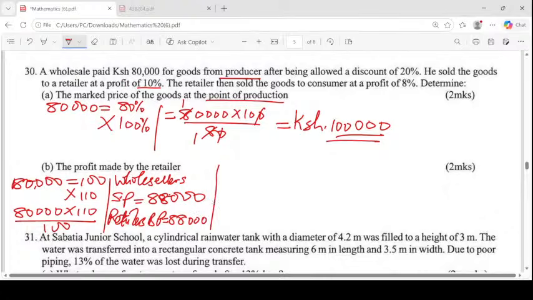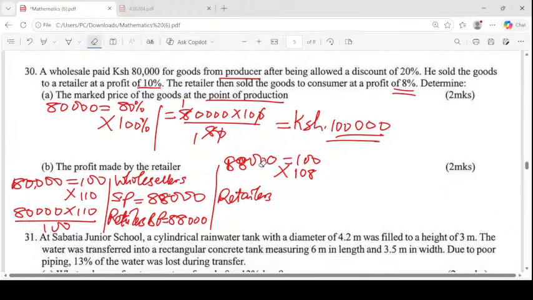But now the retailer also sold it to a consumer at a profit of 8%. So this 88,000 is equivalent to 100%. On selling, it is sold at 8% profit, meaning 108%. To compute the retailer's profit, what about 8%? They just want the profit. So I'm looking for the retailer's profit.